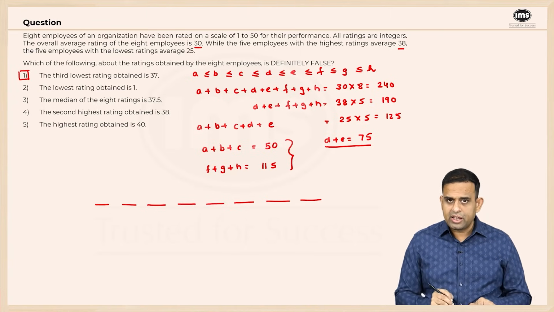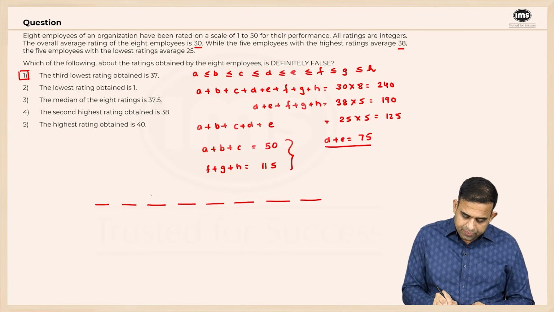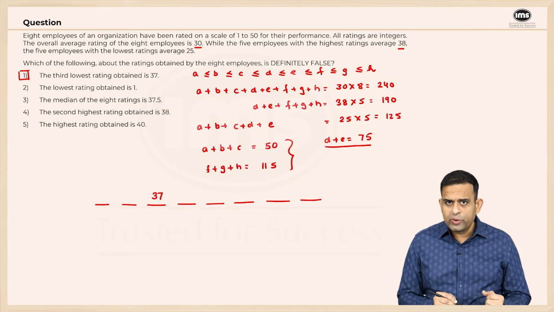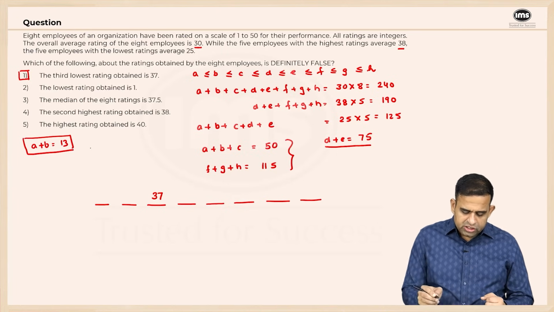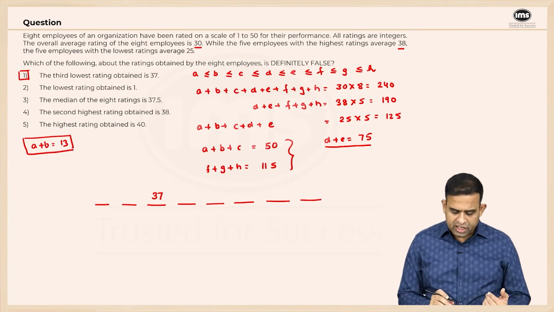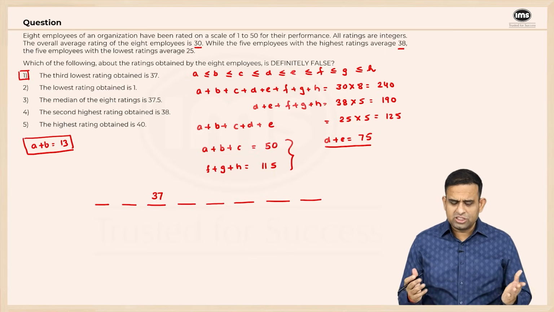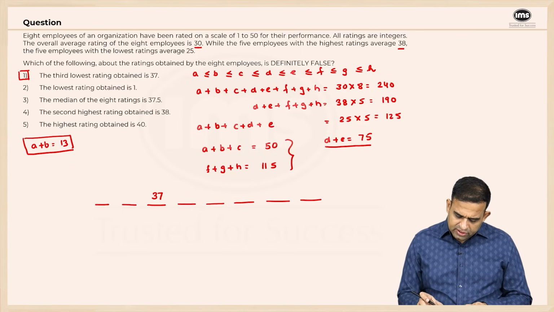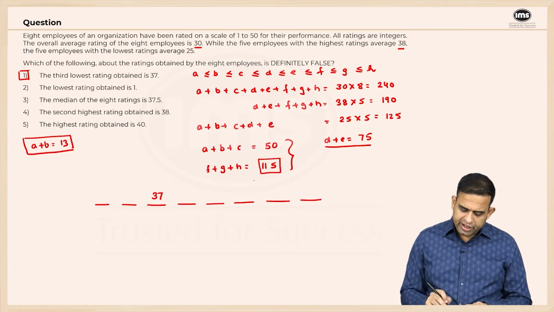Suppose I look at number 1 and see whether this is possible or not: the third lowest rating obtained is 37. If this is 37, that simply means C has been given as 37. So what I can say right now is that A plus B has to be 13, which is definitely going to be possible. You can have a scenario like 1 and 12, 2 and 11, 3 and 10, and so on. All these possibilities are going to be there.